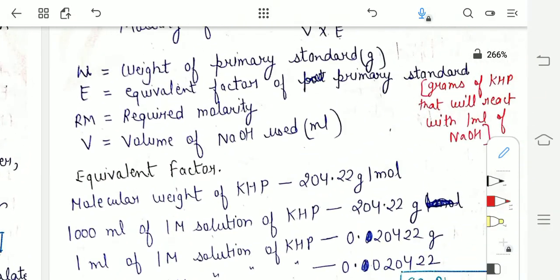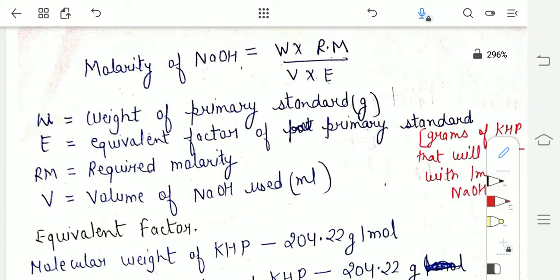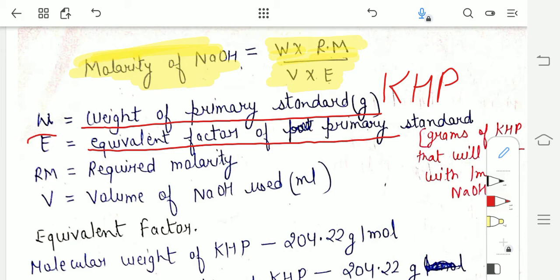Now let us move to the next part. Here we have done the titration. The next part is the calculation, to find out the molarity of our NaOH. To find the molarity of NaOH, the formula is W × Rm / V × E. Here W stands for weight of primary standard, which is potassium hydrogen phthalate, and E is the equivalent factor of primary standard. We will see in a few minutes what the equivalent factor is.